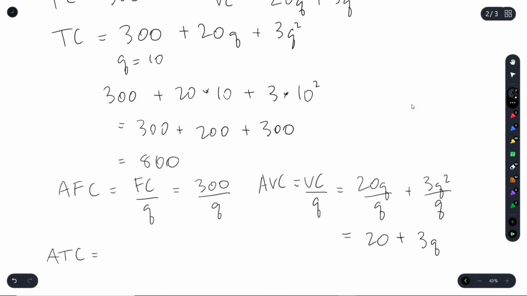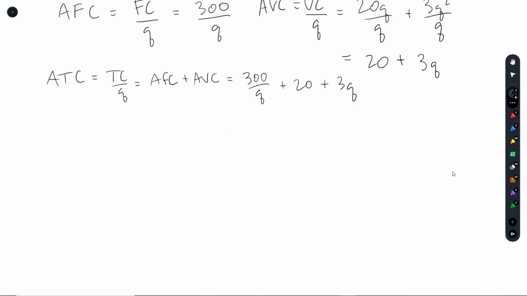Next, let's figure out the average total cost. There are two ways to do this. We can either take total cost divided by quantity, or we can add up the AFC and the AVC. We'll get the same answer either way. And it's going to be 300 over Q plus 20 plus 3Q.